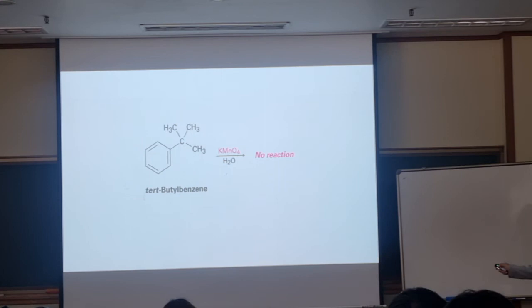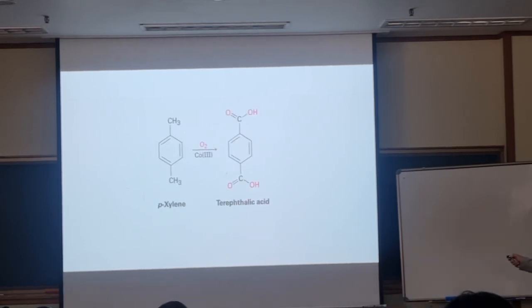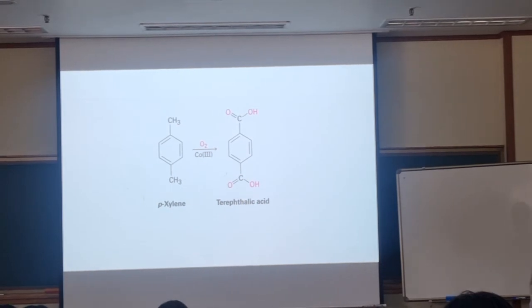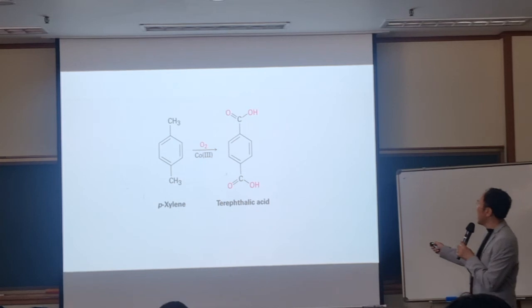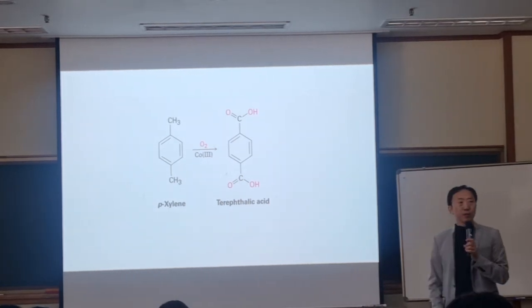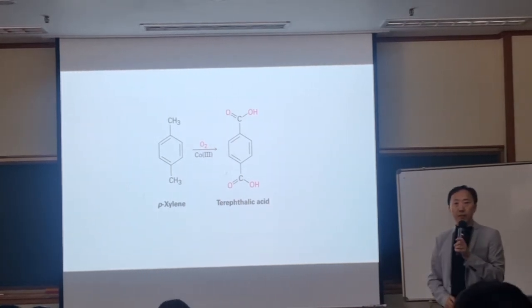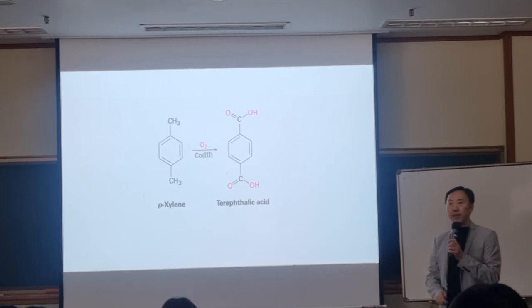Now, if you don't have benzylic position proton, then that reaction does not happen. That means to get this oxidation to happen, you need to have a benzylic proton here. Okay. That benzylic proton is taken, and then oxygen is introduced to finish up those reactions to the benzoic acid. Okay. Oxidation happens that way.